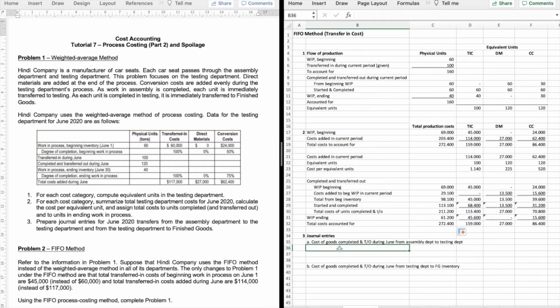Now for number 3, we would like to journal the cost of goods completed and transferred out from assembly department to testing department. So in the debit side, we will have work in process, testing department, and in the credit side, we will have work in process from assembly department. And since we are using the FIFO method, the numbers for the work in process that is transferred to the next department is from the cost added in current period, that is 114.